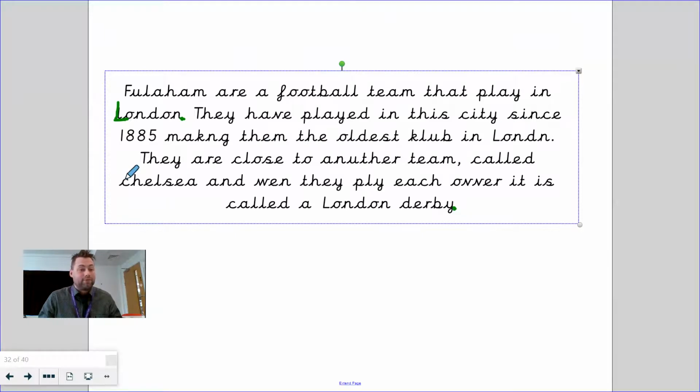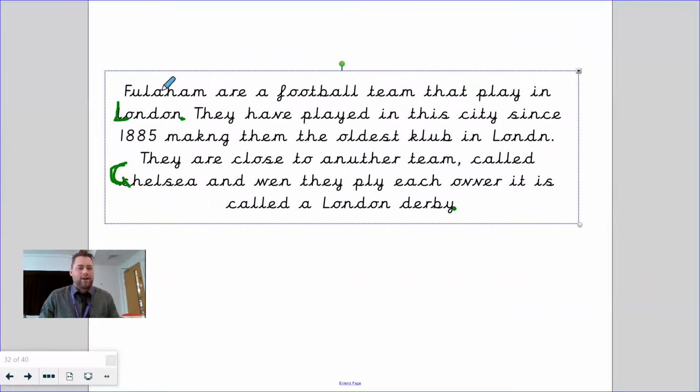Chelsea is the name of a football team, so that needs to be corrected, and we need to make that into a capital C. And when they play each other, it is called a London derby. Okay, that's capital letters and full stops done. I'm now going to move on to spelling.